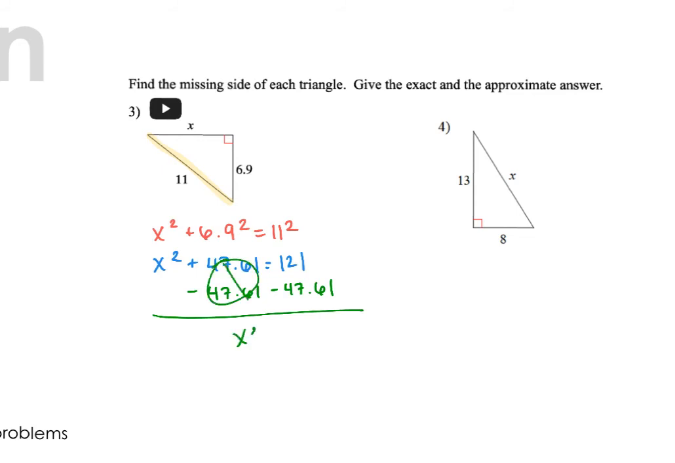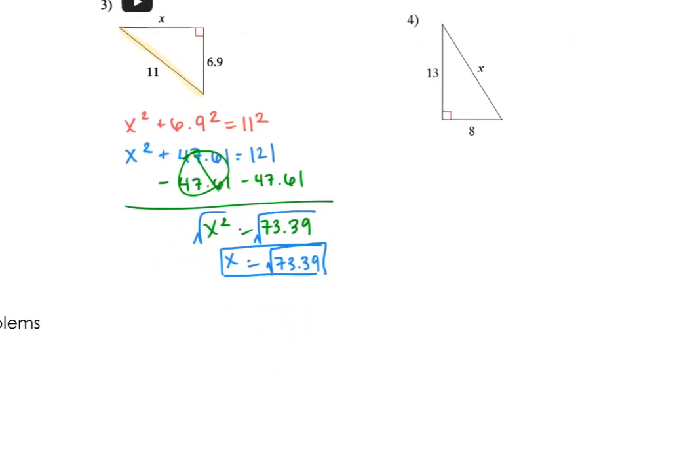121 minus 47.61 is 73.39. And then we're going to take the square root of both sides. So my exact answer is square root of 73.39. And we put that in our calculator. We get approximately 8.566, so 8.57.